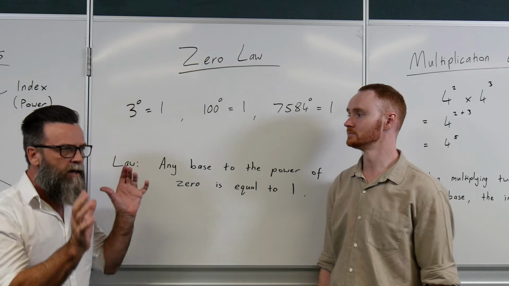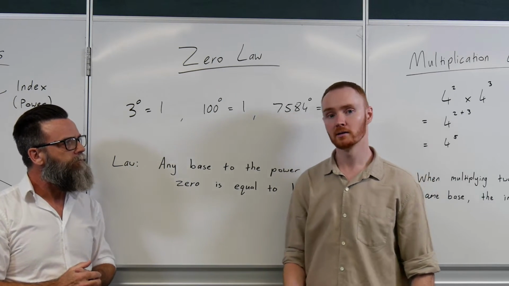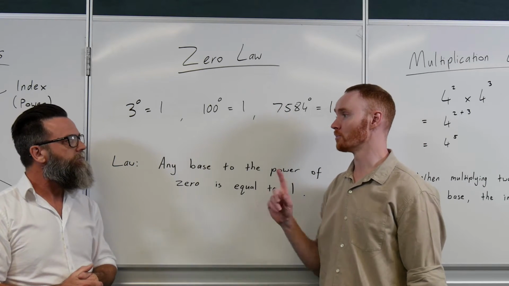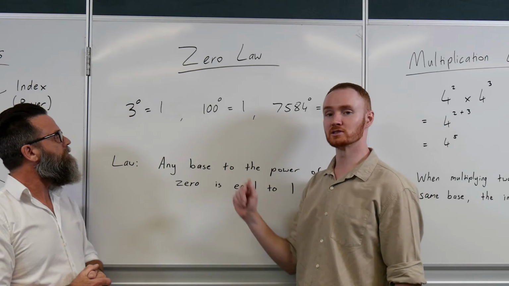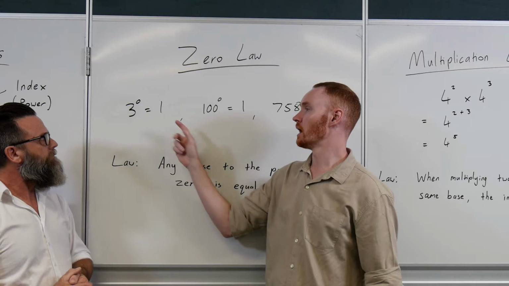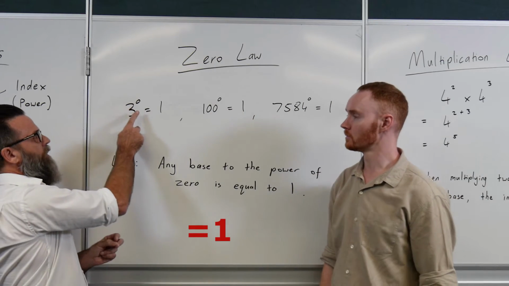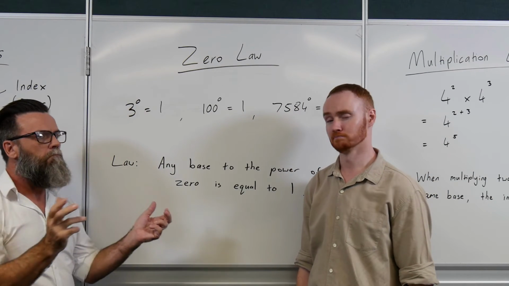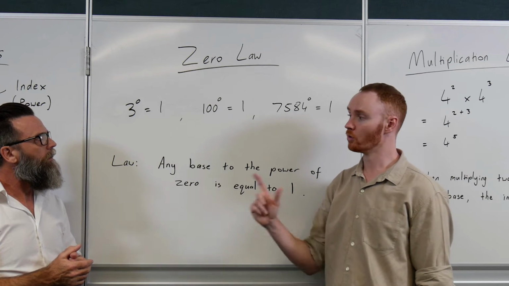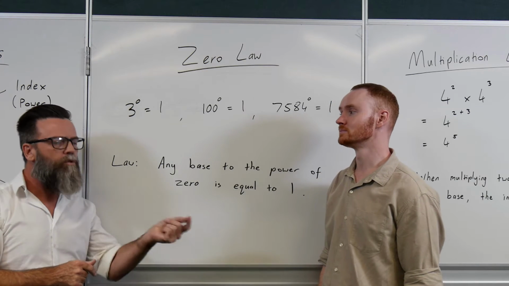Okay, Mr. Savage, there are a number of these index laws. What's the first one? The first one and the most simple one is what we call the zero law. Now this one is all about remembering. Let's have a look at these 3 examples. I've got the base of 3 and the index of 0, and that number actually equals 1. So 3 to the power of 0 equals 1. The second example, 100 to the power of 0, also equals 1.